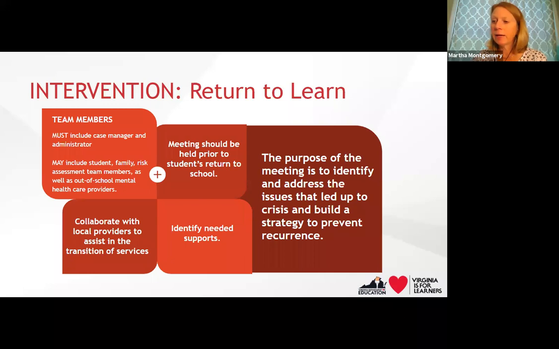We want to identify the needed supports for the student and ensure safety for the student. If the team suspects a disability because of what's occurred, the student should be referred for a Section 504 or to special education for consideration. Example of potential supports for some students might include modifying the student's schedule, as well as their course load to relieve stress. What we know is students that have been out for a behavioral health crisis are very likely to be behind in their schoolwork.